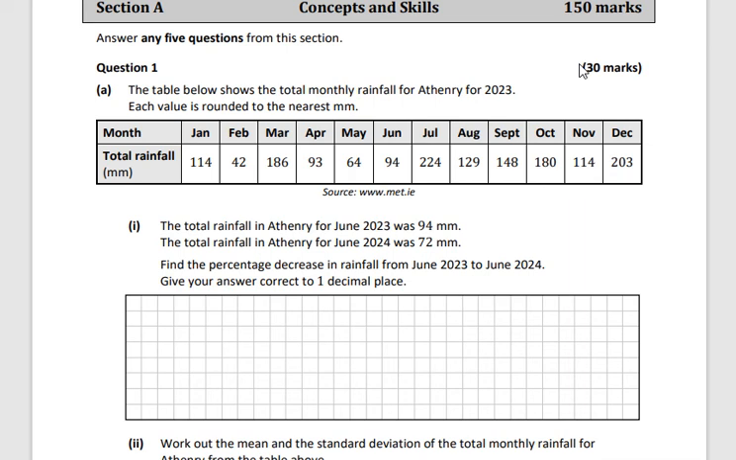Hey folks, this is the Leaving Cert Maths Ordinary Level, Paper 2 for 2025. Question 1, we have to work out percentage decrease here. Even if you only work out the decrease for these questions, you'll generally get some marks.